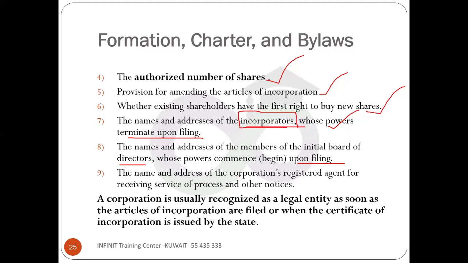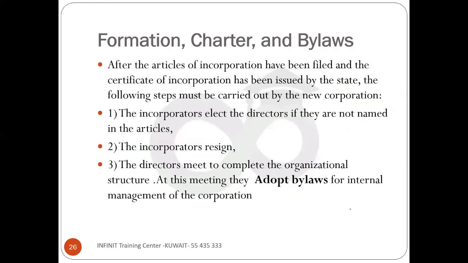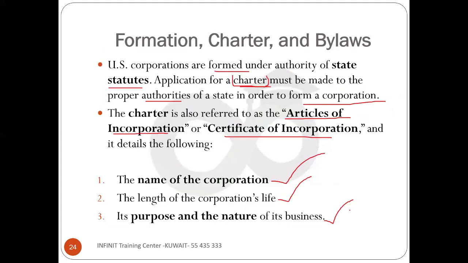and their names and addresses will be there in the charter. The name and address of the corporation's registered agent for receiving service of process and other notices. So who is the registered agent for the organization? All of these things will be there in the charter. Normally, a corporation is usually recognized as a legal entity as soon as articles of incorporation are filed or when the certificate of incorporation is issued by the state. So once the certificate of incorporation is issued by the state, the corporation will become a legal entity. So this is how you will form a company in the US.